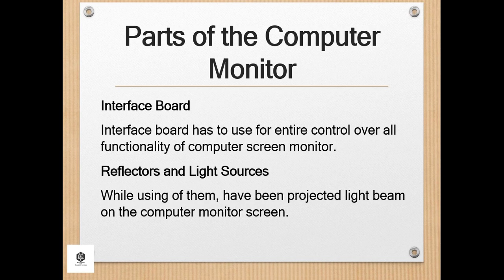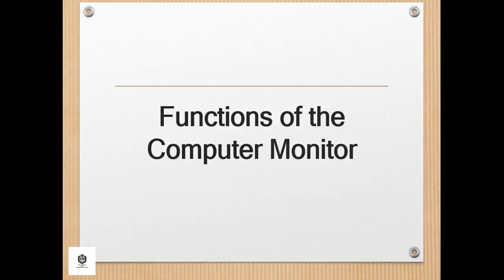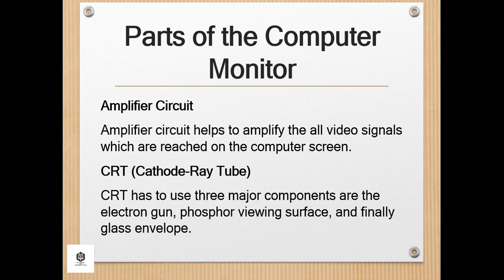Interface board. The interface board is used for entire control over the functionality of the computer monitor. Reflectors and light sources project the light beam onto the computer monitor screen. The amplifier circuit helps to amplify all the video signals which reach the computer screen. While the CRT, or cathode ray tube, has three major components: the electron gun, the phosphor viewing surface, and finally the glass envelope.